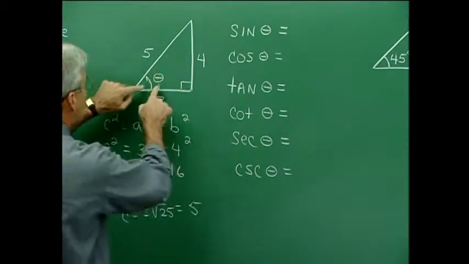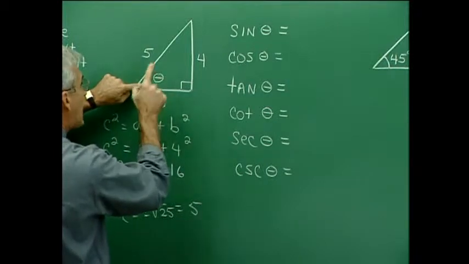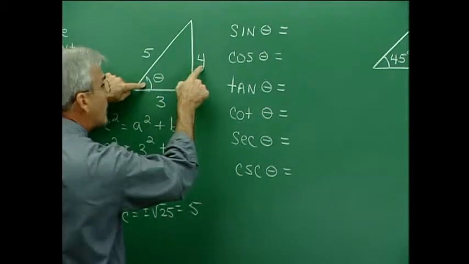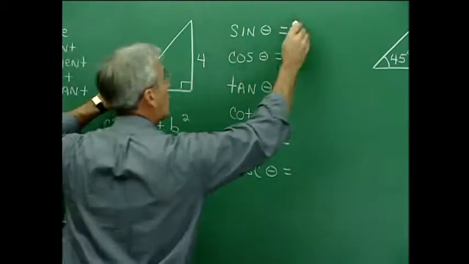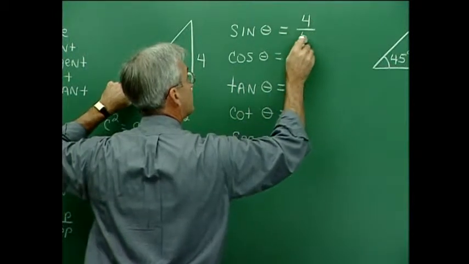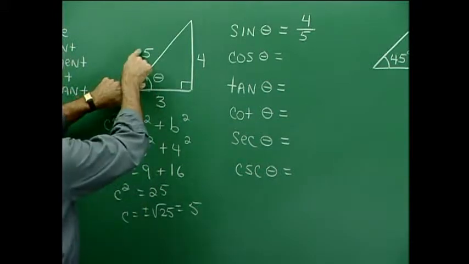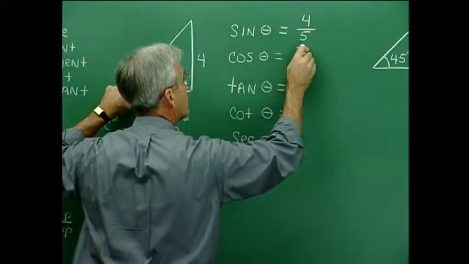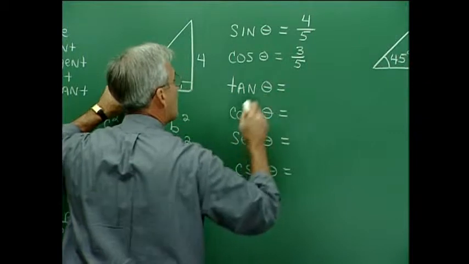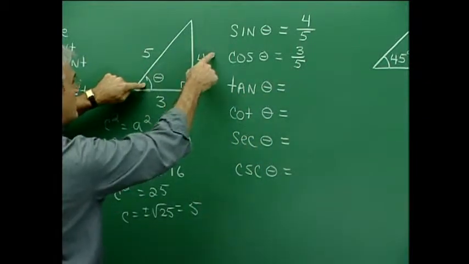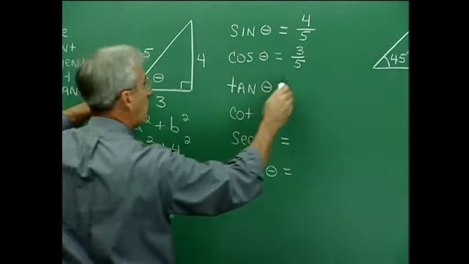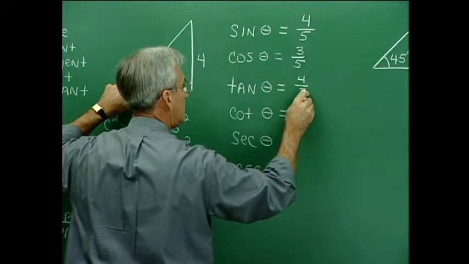So from the perspective of this angle theta, the sine of this angle is opposite over hypotenuse, or 4/5. The cosine of this angle is the adjacent side over the hypotenuse, or 3/5. The tangent of this angle is the opposite side over adjacent, so it's 4/3.